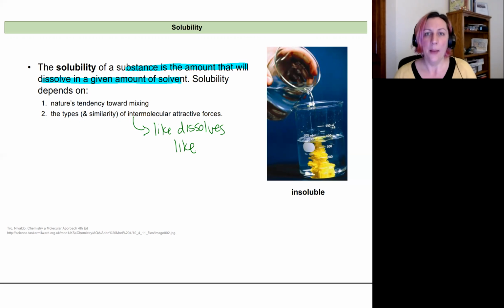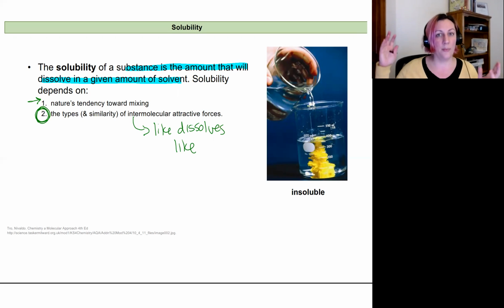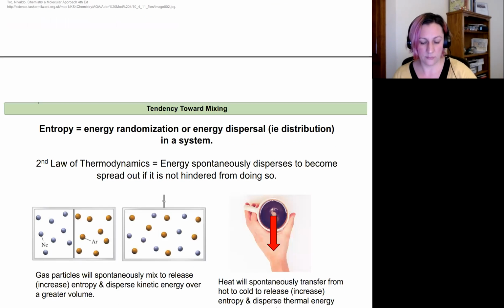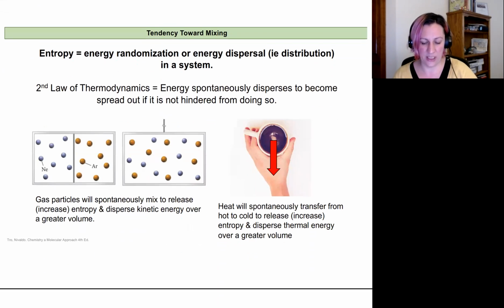And then because we've been focusing on intermolecular forces, we're going to focus on the second one in this lecture and talk about what we mean by similar intermolecular forces of attraction between two different compounds. Now, nature's tendency towards mixing is really a discussion of entropy, which we will continue to talk about throughout the chemistry series and spend more time on in 163. But let's give it a little bit of attention.